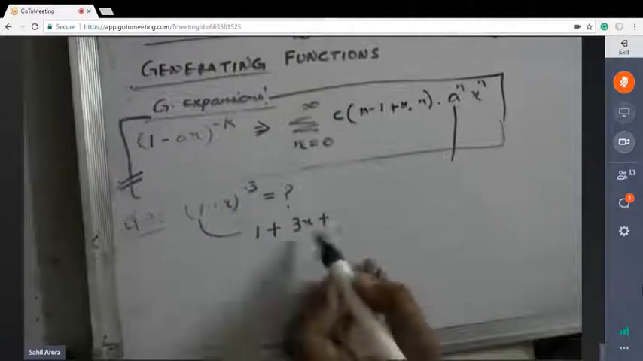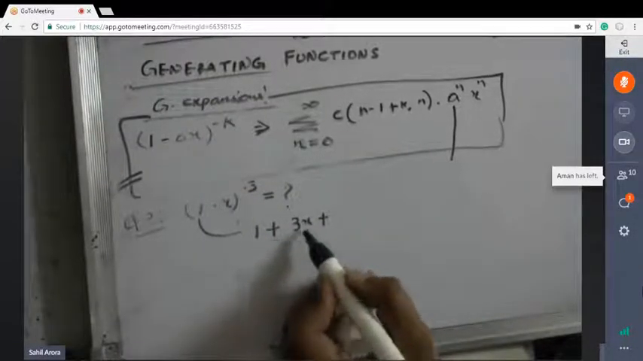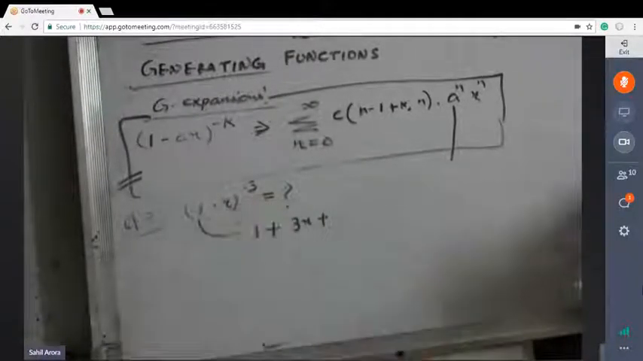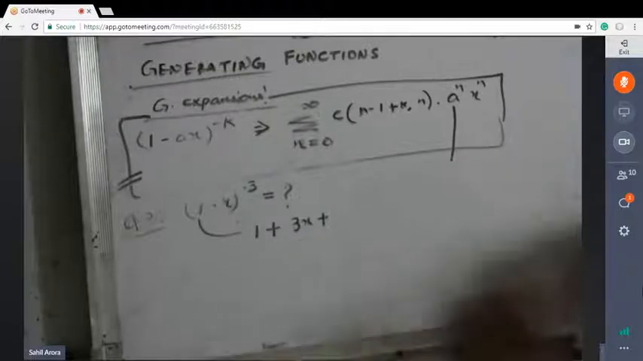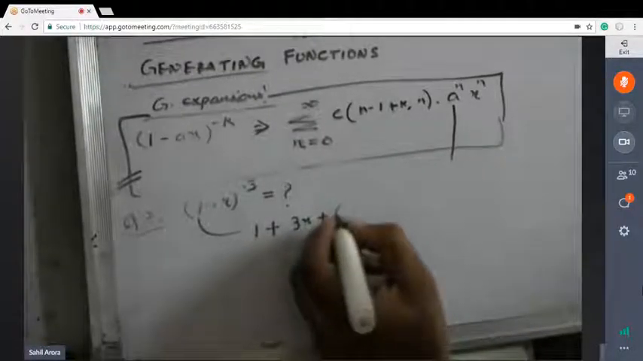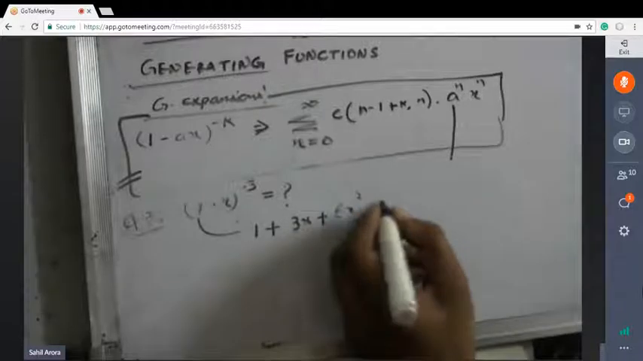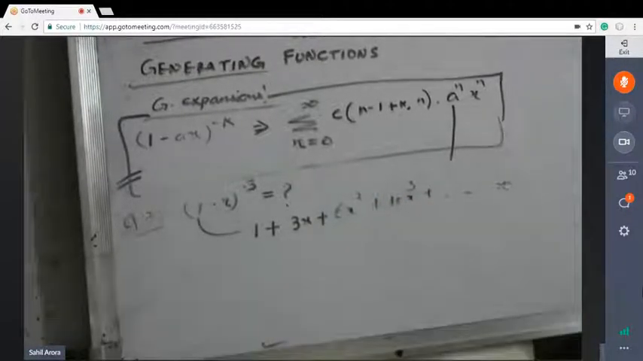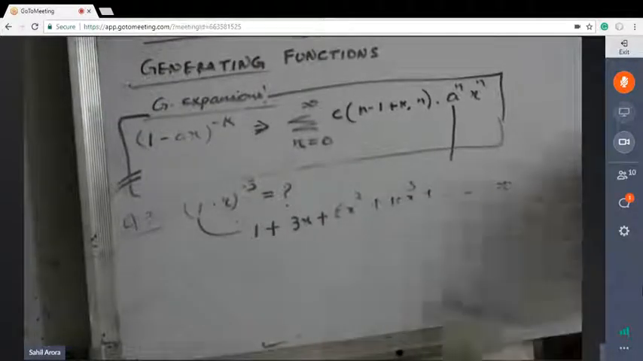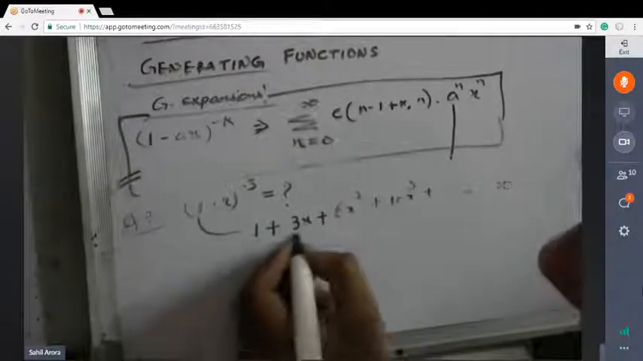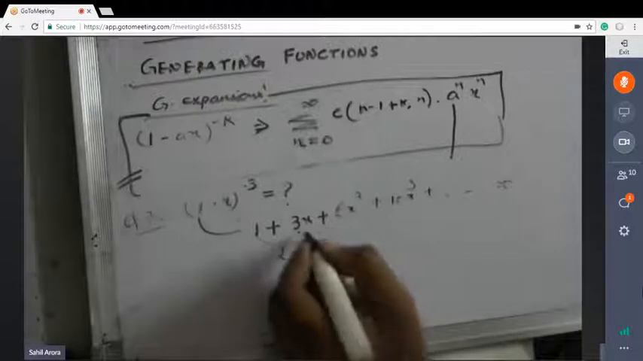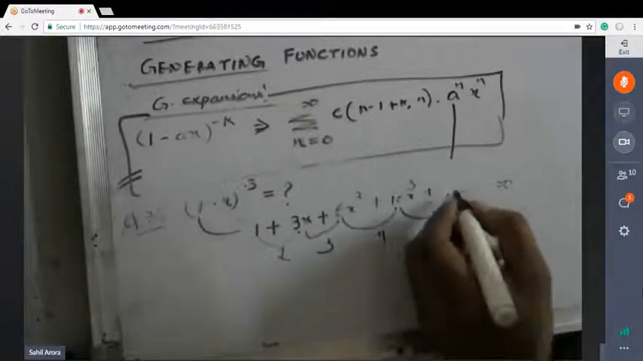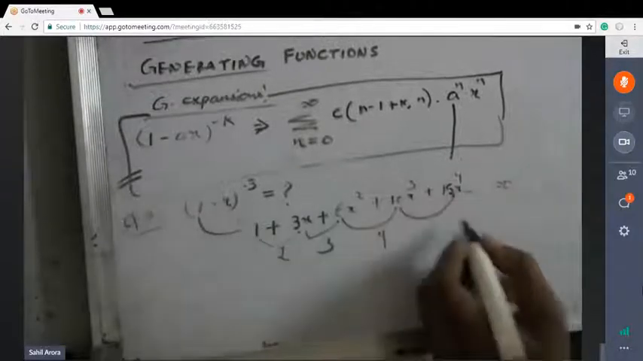Again, understand 3 plus 3, see how I'm writing, how I increment is very important. In case of 2, I incremented by 1. Now in case of 3, the next term would be 6x square. Next term would be 10x to the power 3, and so on up to infinite. Here, from 1 I'm getting 2, so the difference is 2. Here the difference is 3. Here the difference is 4. So you can guess the next term would be 15x power 4 and so on.